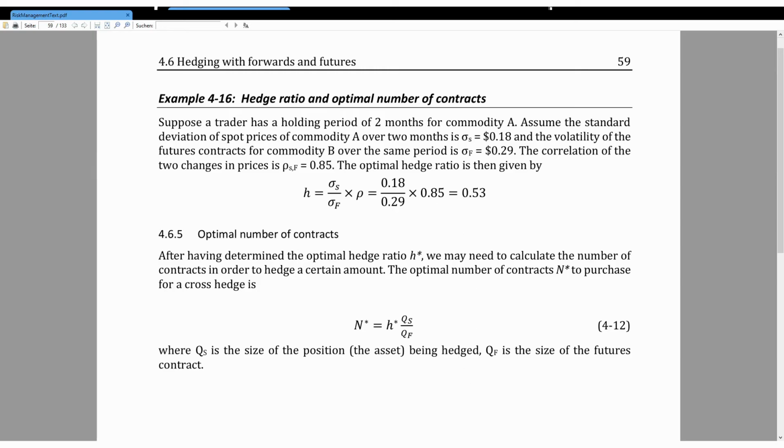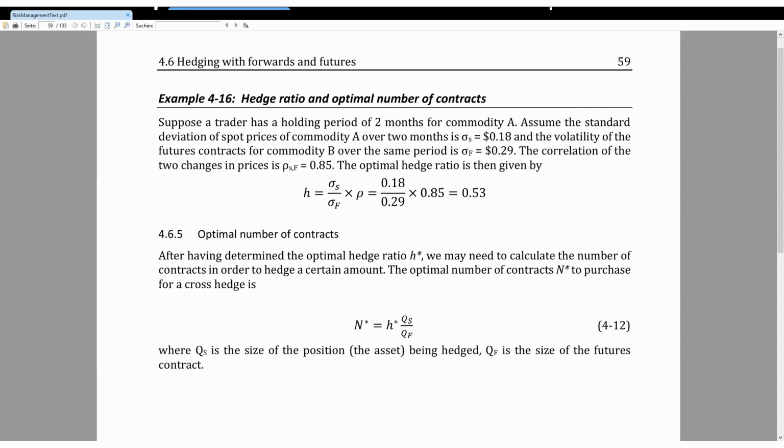Let's play around with this a little bit. Let's say those two assets, commodity A and commodity B, would be totally similar in their ups and downs. If that was the case, then the correlation coefficient would be 1. And if that is 1, we can simply take 0.18 divided by 0.29, and that would be 0.62. That means we would only need 0.62 of the size of the position of the asset to protect it.